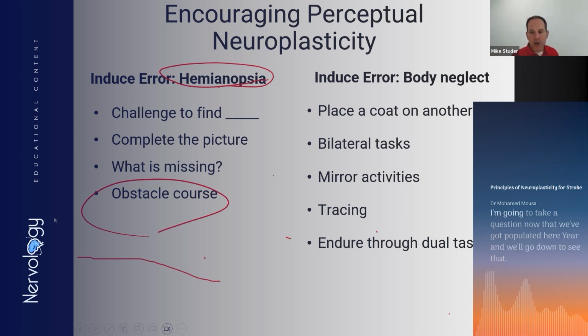I'm going to take a question now that we've got populated here, and we'll go down to see that. Yes, hemianopsia is a synonym. It's the same thing as hemianopia.